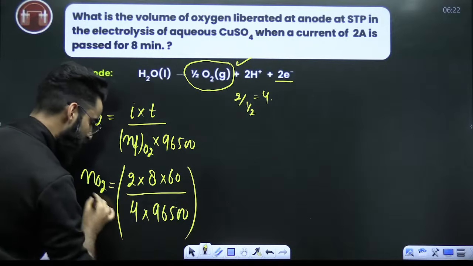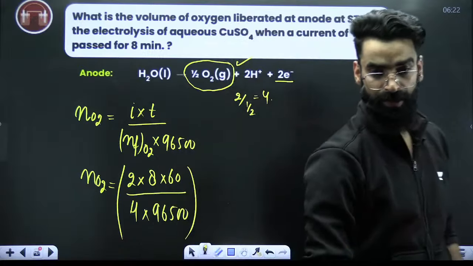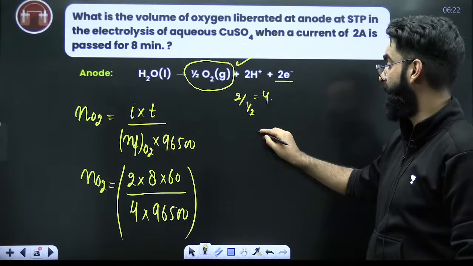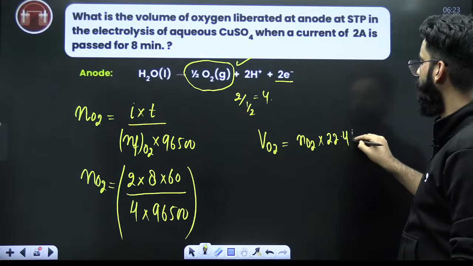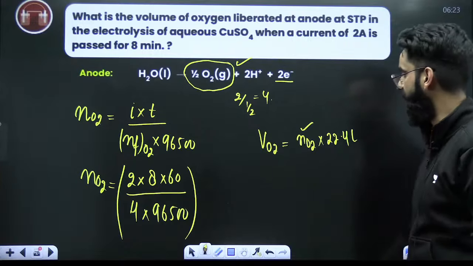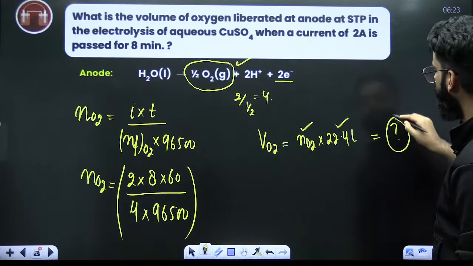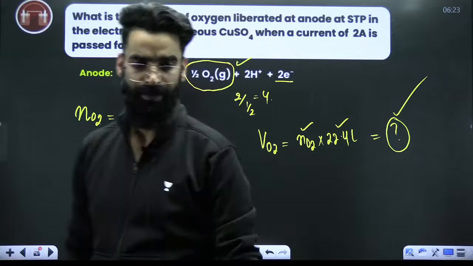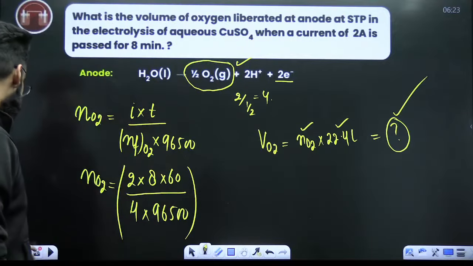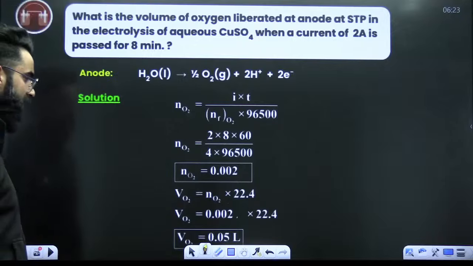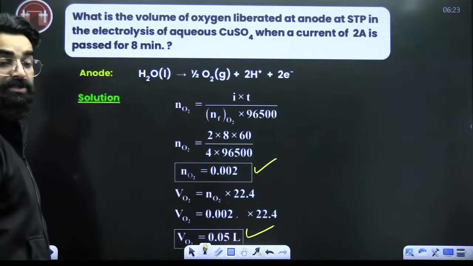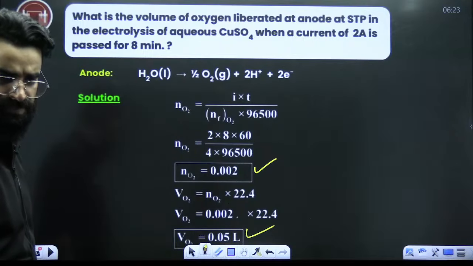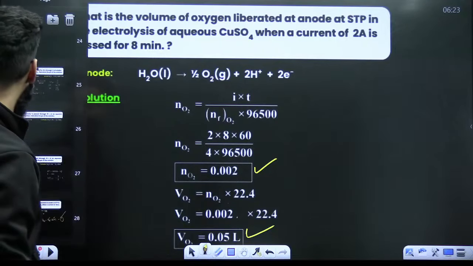From this equation, we get the moles of O2 produced. But am I supposed to calculate moles or volume? I'm supposed to calculate volume. So volume of O2 produced equals moles of O2 produced multiplied by 22.4 liters, right? Is that clear to you people? If you want to look at the exact values, the moles are 0.002 and the volume of O2 liberated is 0.05 liter. Perfect. I believe this is clear to everyone, right?